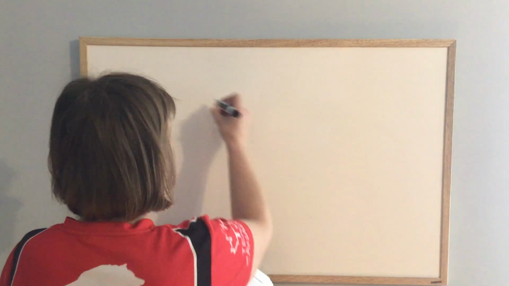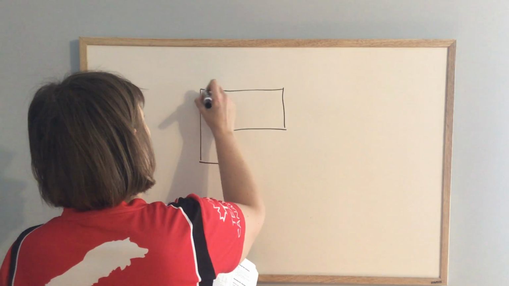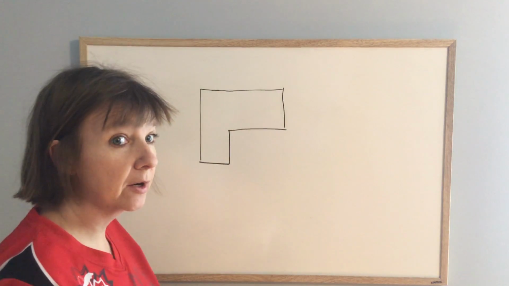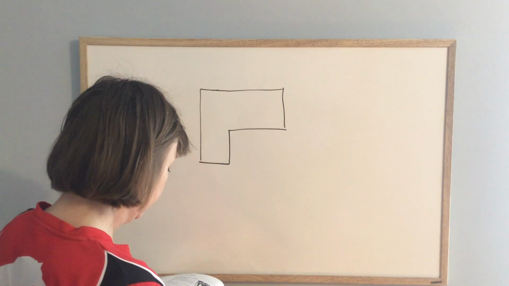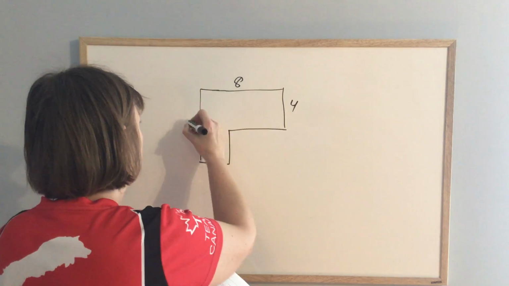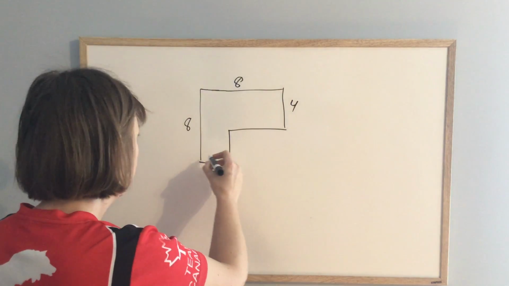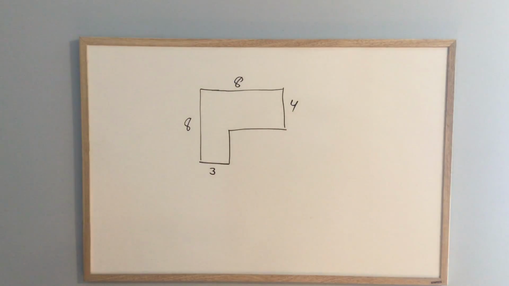In number 5, they give you what's called a composite shape, which is a shape that can be broken up into other shapes. So they say that this is 8, this is 4, this is 8, and this is 3. And they want you to calculate the area of this.